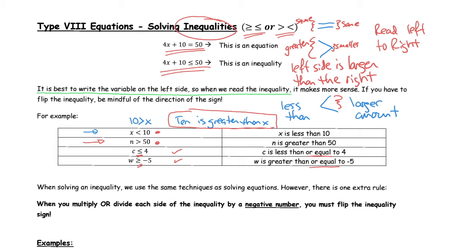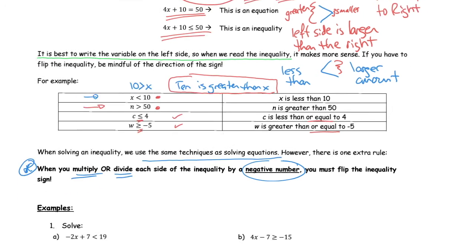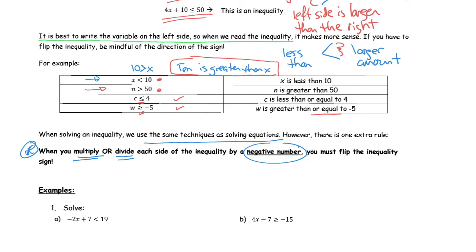Now, one extra thing before we get into some questions: when you're solving an inequality, we use the same techniques as solving equations, but there is one additional rule. Anytime you multiply or divide by a negative number, it flips the direction of the inequality. So greater than becomes less than, or less than becomes greater than. And it's only with multiplication or division. It is not with addition or subtraction. So you've got to keep that separate in your head. So let's take a look at some examples.